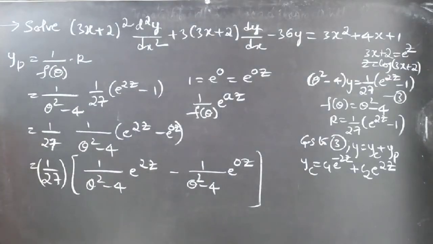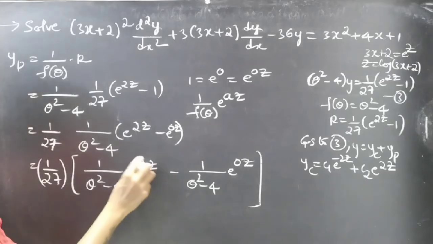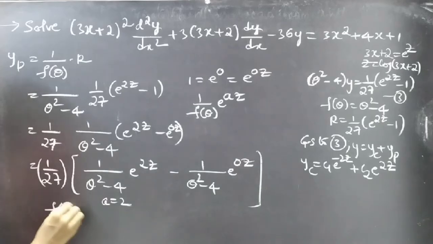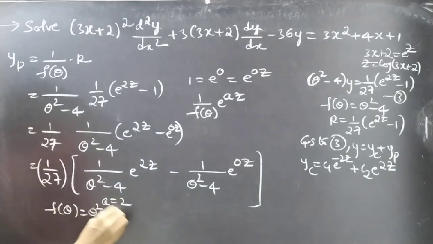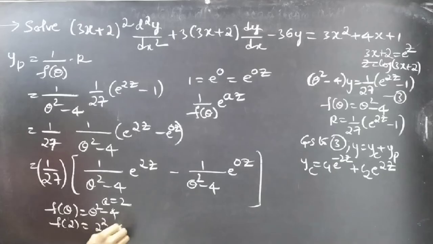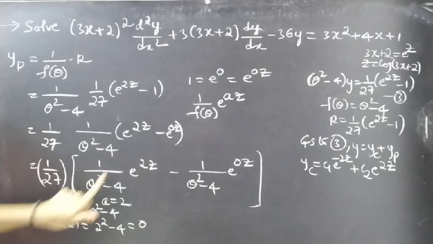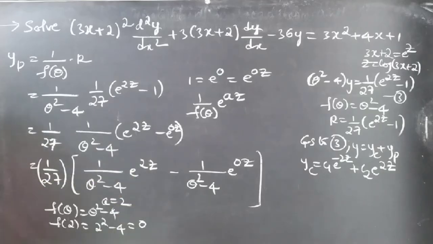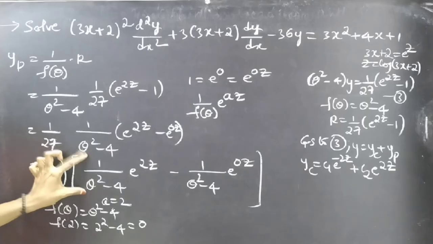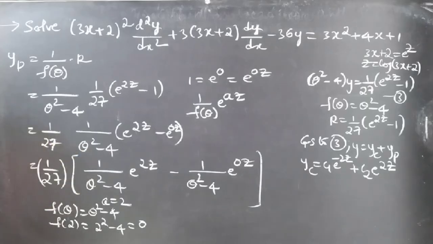When a equals 2, we have f of theta equal to theta square minus 4. If we replace theta by 2, we'll get f of 2, which equals 2 square minus 4, which is 4 minus 4, that is 0. If you substitute theta equal to 2, the denominator becomes 0, so this total expression becomes undefined, because 1 by 0 is undefined.